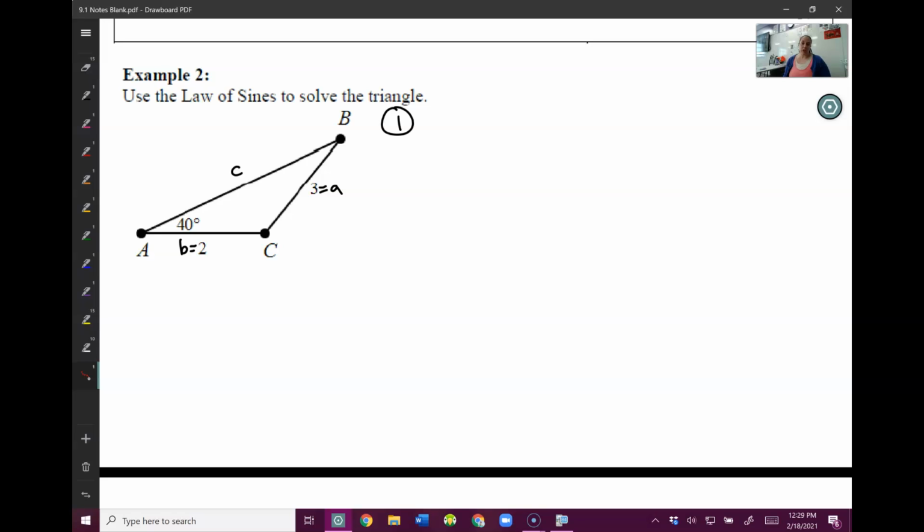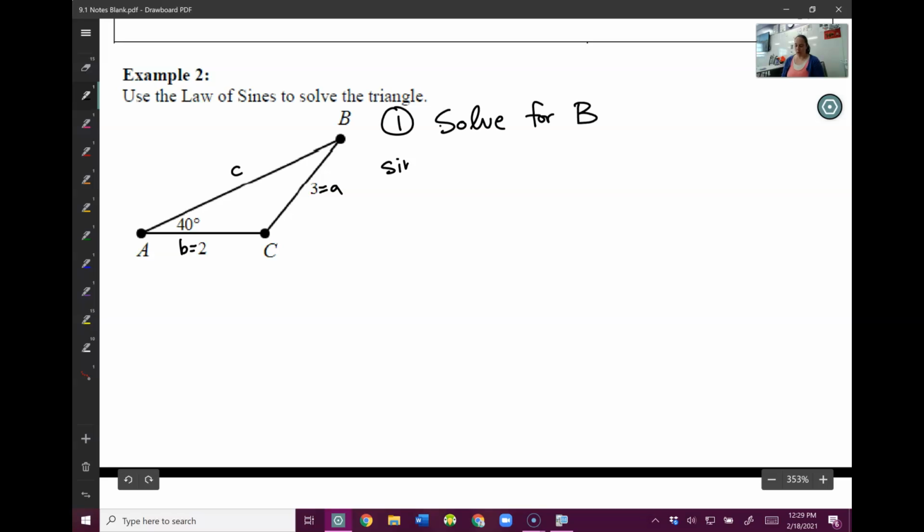Now we've got to decide which of those to do. Well, I can't do big C because I don't know little c. I don't even know one of the pair. However, if I did big B, I do know little b. So that means that one's going to work. So let's solve for big B first.